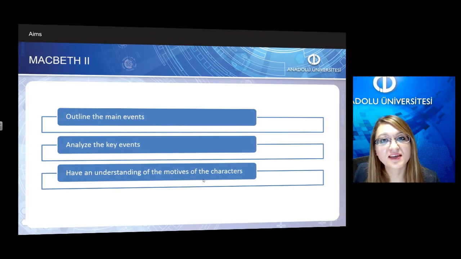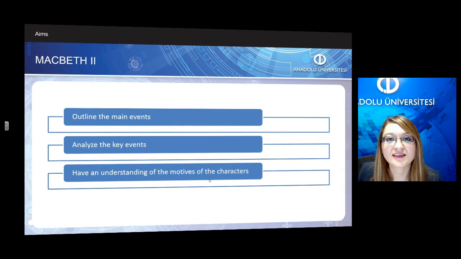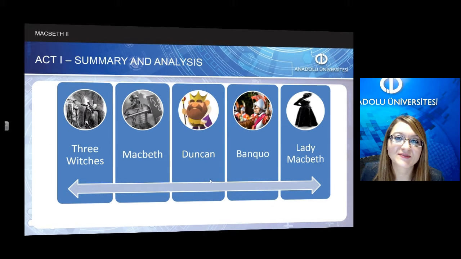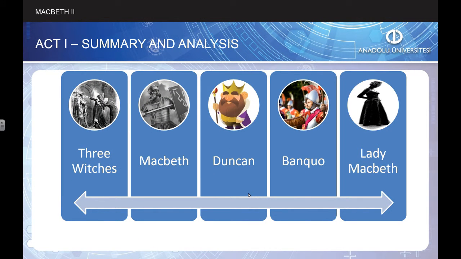In this unit, we have outlined the main events, analyzed the key events, and gained an understanding of the motives of the characters. Now we will analyze the acts one by one. Let's start with the first act.